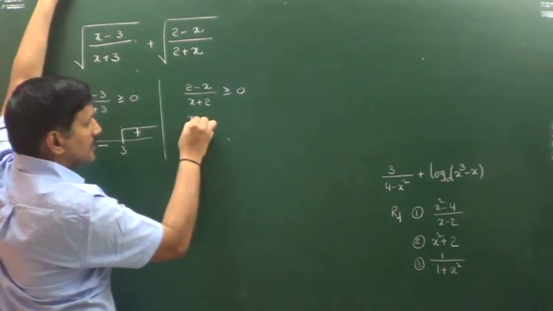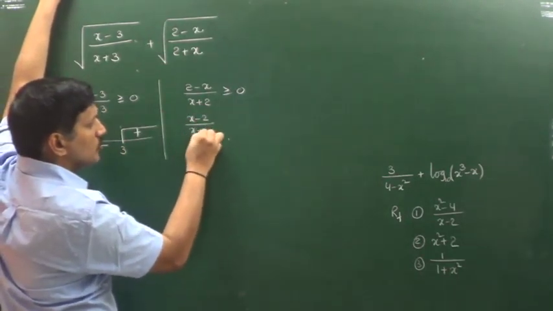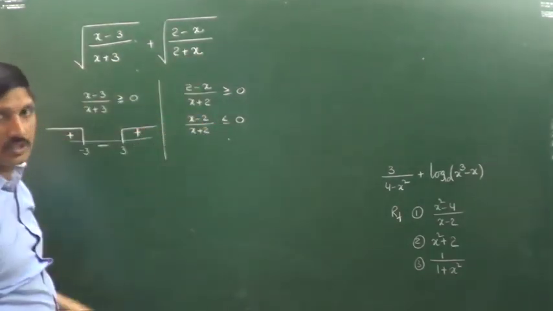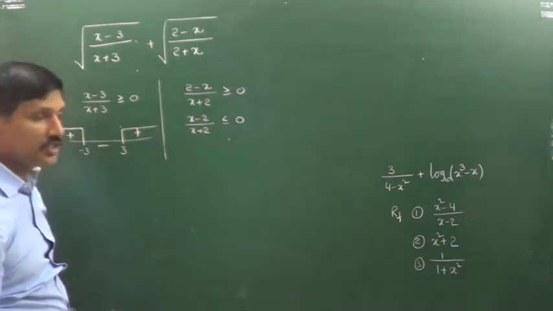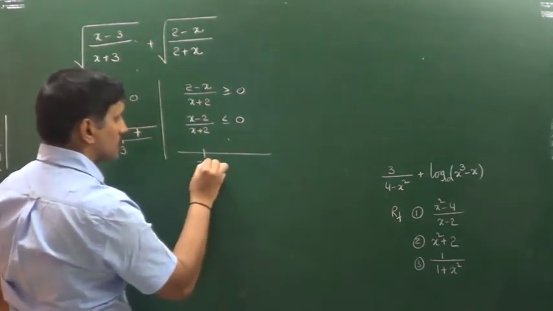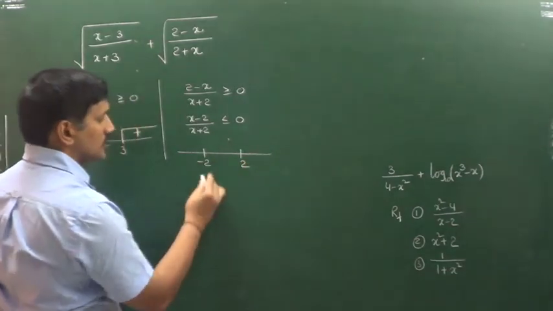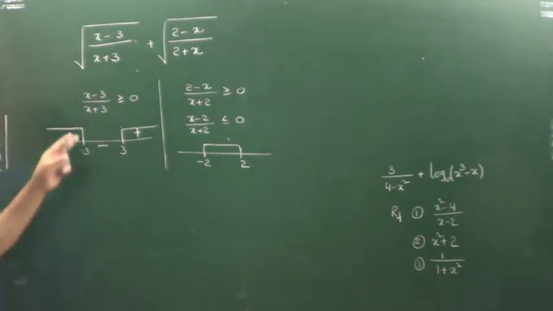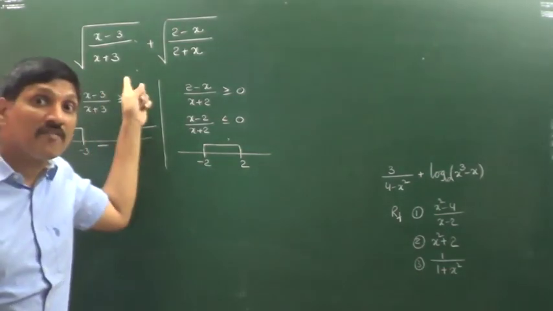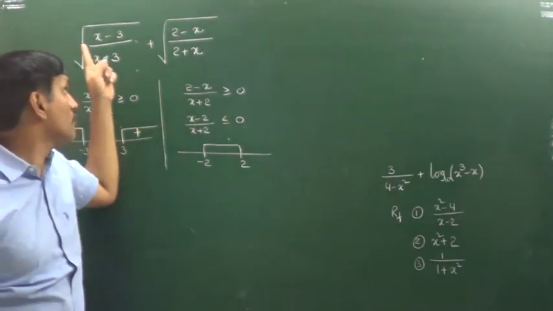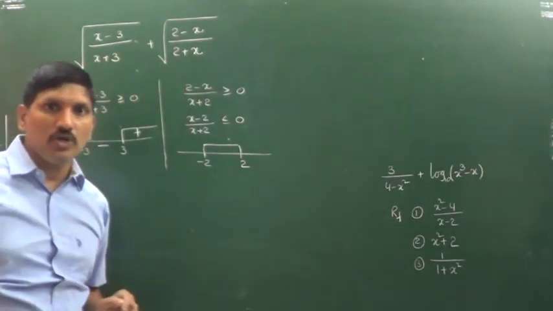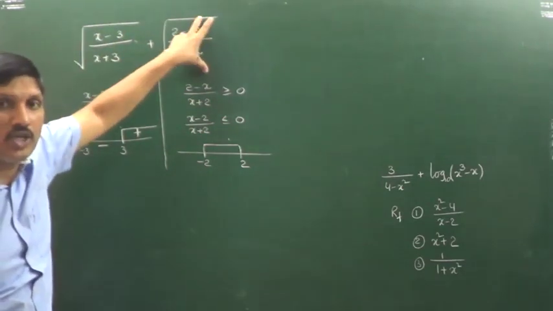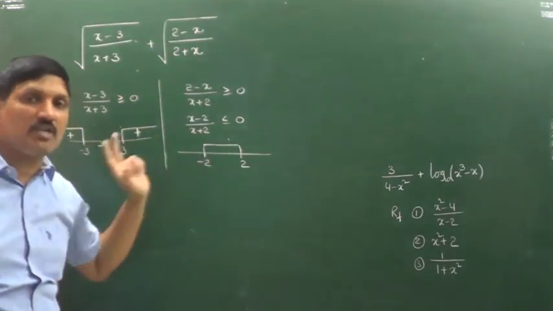Whereas here what happens? x minus 2 divided by x plus 2 less than or equal to 0. Agree or not? The inequality changes, because we multiplied with minus. Now number line, this is minus 2 and here we have plus 2. Less than or equal to 0 means we have to consider the negative portion. Now we have to find the domain of f plus g. That is nothing but domain of f intersection domain of g. Both domains' intersection we have to find.